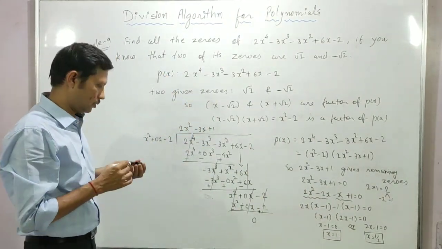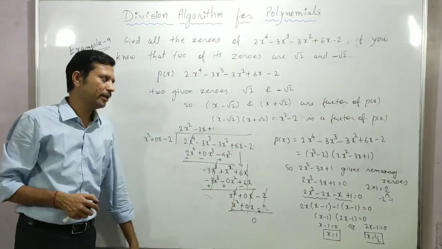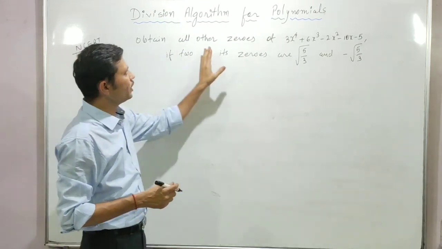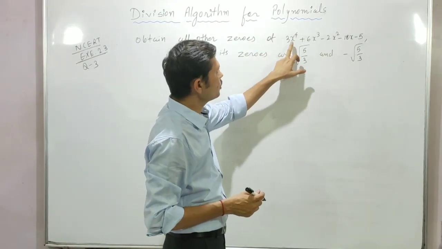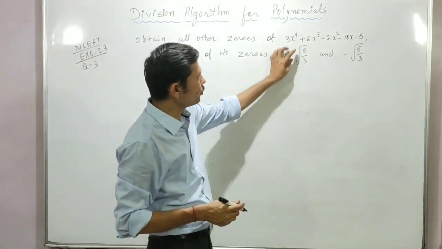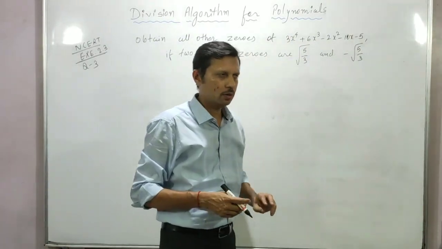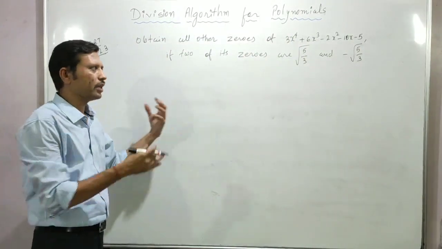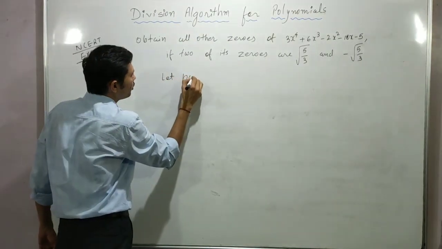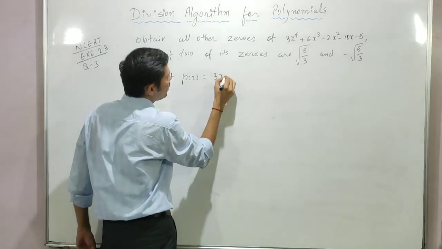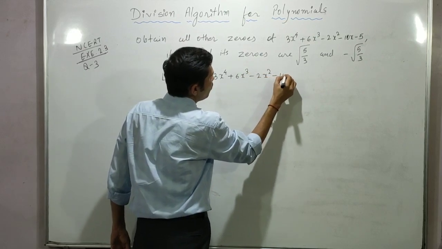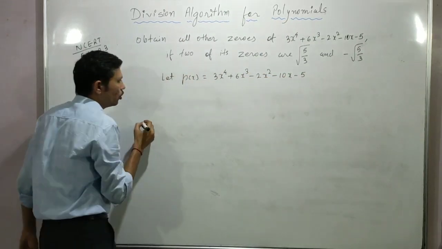Okay, children? Now let's take a similar example again. Now take another example. Obtain all other zeros of this polynomial if two of its zeros are root 5 by 3 and minus root 5 by 3. We can calculate in the same way that we calculated earlier. Now suppose I give the labeling of this polynomial: P of x is equal to 3x to the power 4 plus 6x to the power 3 minus 2x square minus 10x minus 5.